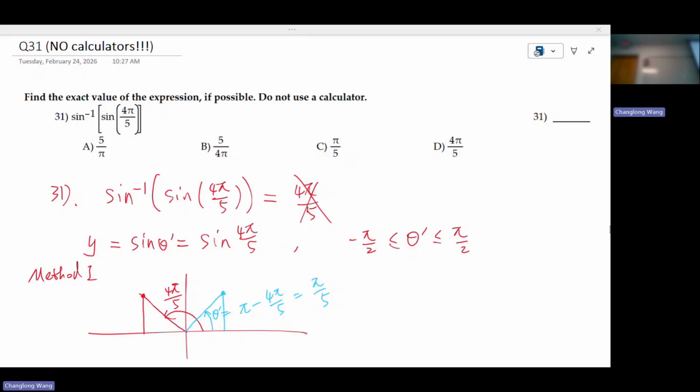Well, I guess that everyone understands why I have sine theta prime equals sine of 4 pi over 5. But when I draw the angle 4 pi over 5, it's in the second quadrant, and I pick a point on the terminal side. I'm relating sine of this angle to the y coordinate of the point on the terminal side. Why is that?